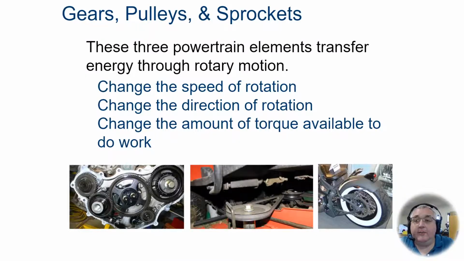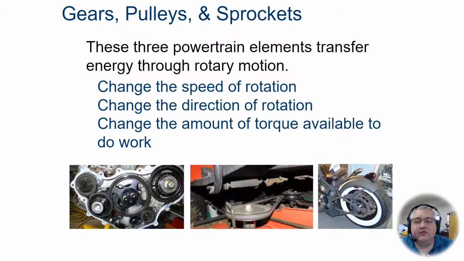So, just a quick overview. Why do we have gears, pulleys, and sprockets? These are what's called powertrain elements, and you see those quite a bit all over the place. But typically, what you're most familiar with, if you've ever worked on a car, is that it is part of transferring the power from the engine to the wheels, to make the car go.